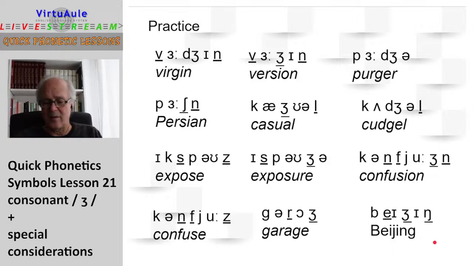Beijing. Okay, this word has different pronunciations. I believe it's a French word. Garage. Garage. It's different ways of pronouncing it. Okay, a little bit of work here. I was a little confused here. This is exposure. Sorry about that.